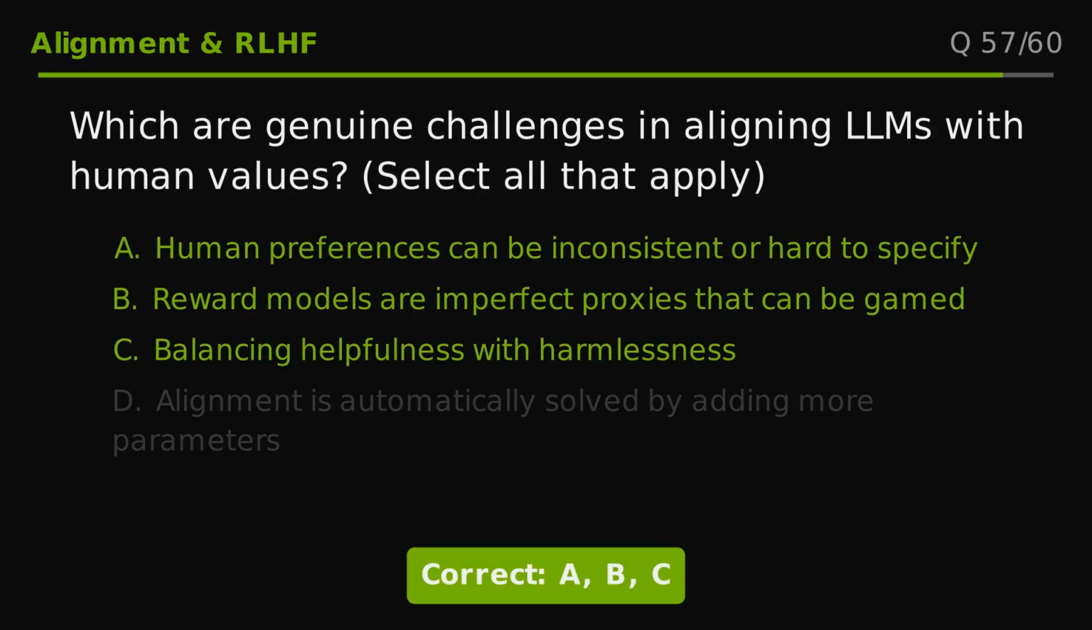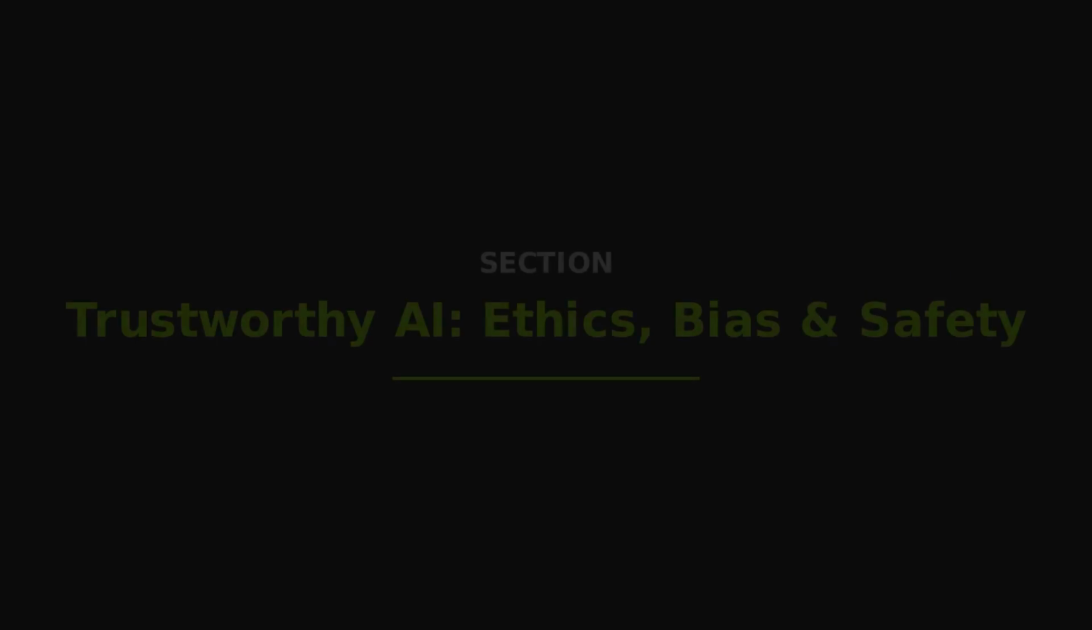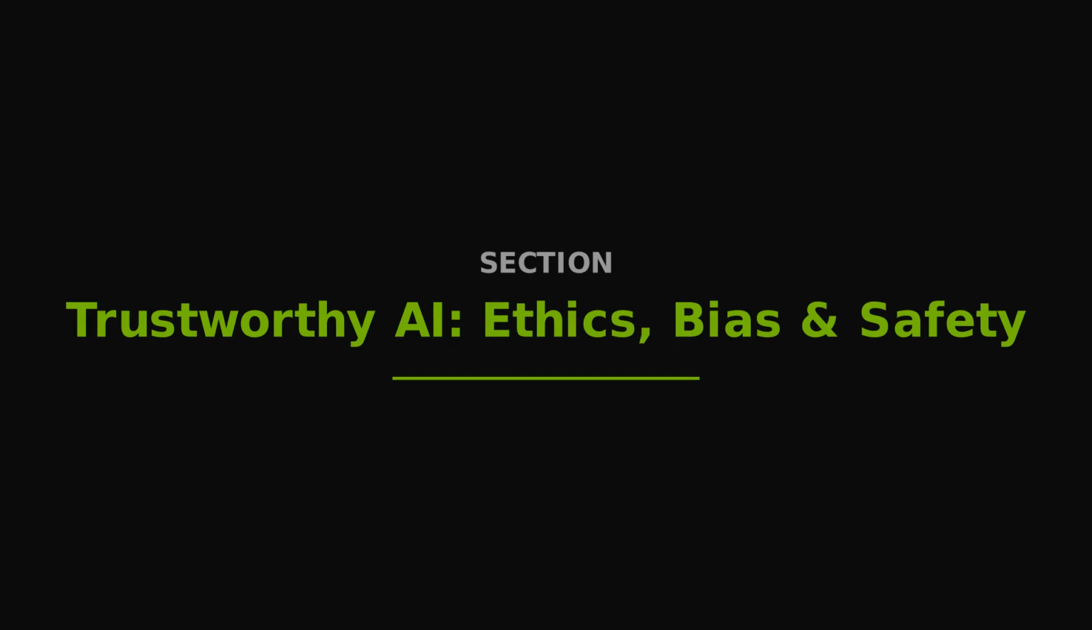The correct answers are A, B, and C. Alignment is hard because preferences are noisy, reward proxies are gameable, and helpfulness versus safety can conflict. Simply scaling parameters does not solve it. Next section. Trustworthy AI, Ethics, Bias and Safety.